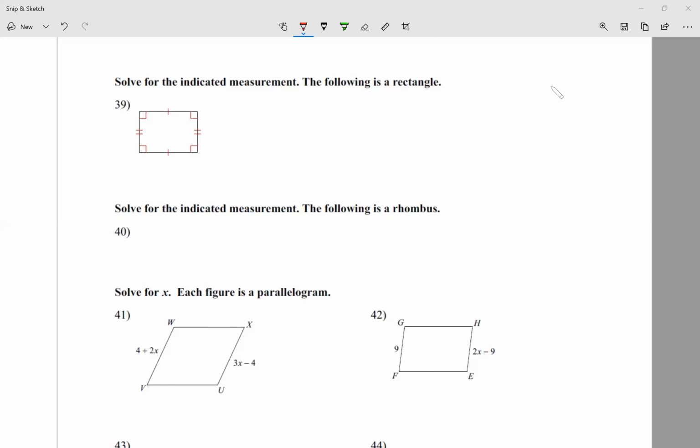Let's divide both sides by 2. X is equal to 32. So there you go. Measurement of angle 7 is 32. At this point, we can say measurement of angle 1 is also 32.